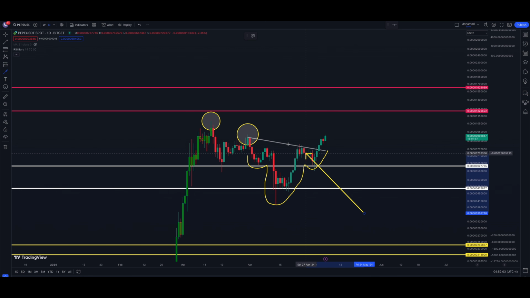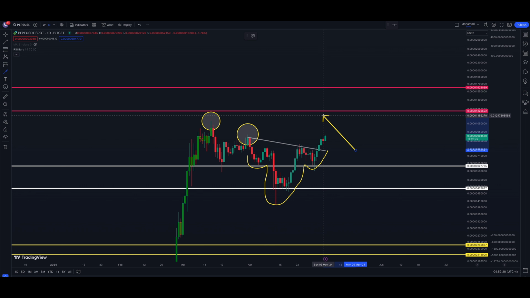So you would basically take the neckline, and then you would take the lows of the head here. You would take that spread. You would add that spread to the neckline breakout zone, and it would give you an upper target. So that upper target is roughly going to be right where this red line is here.